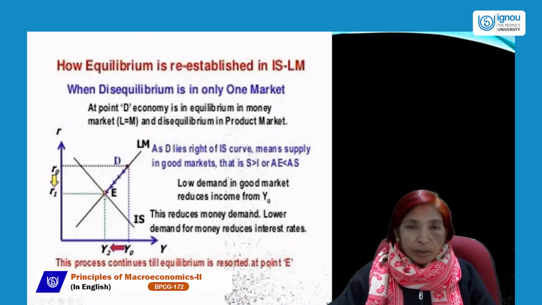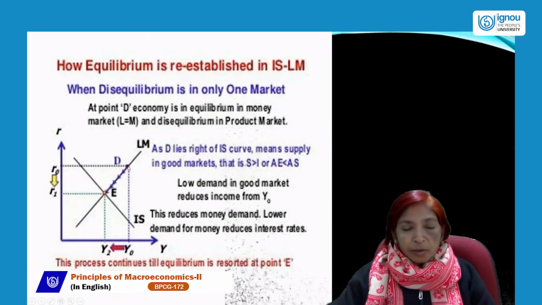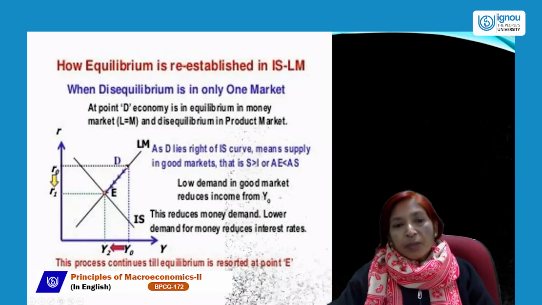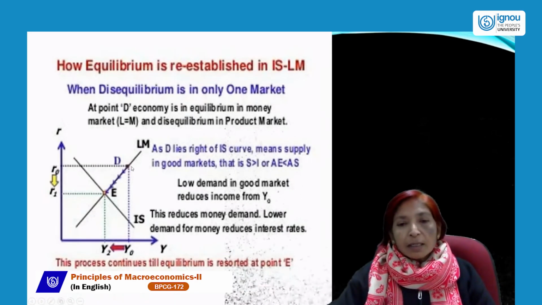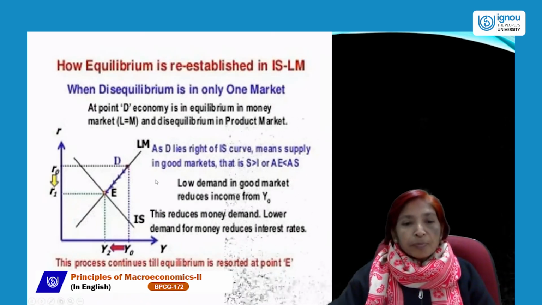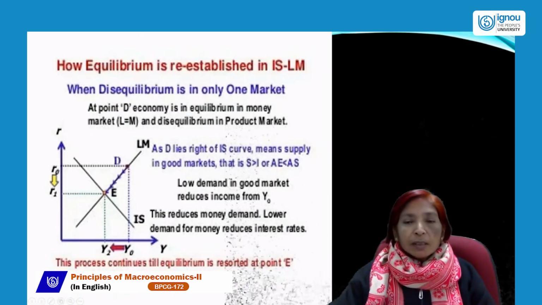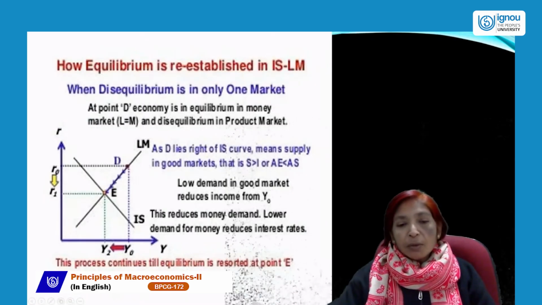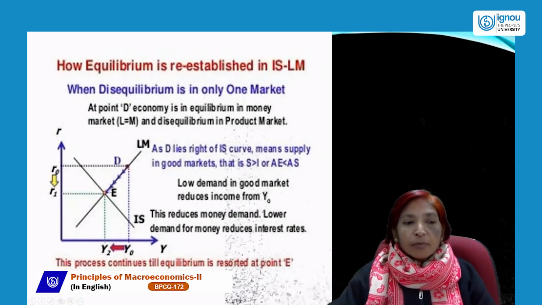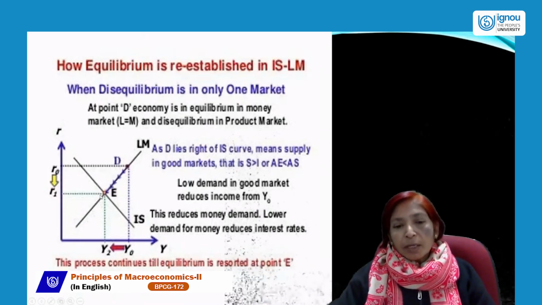So this is the situation when we can re-establish the equilibrium. E is the actual equilibrium where both curves intersect each other. But if any disequilibrium exists, and we take point D on the LM curve, then money supply is higher, saving is higher than investment, and aggregate demand is less than aggregate supply. With low demand in the goods market, income will be lower. If income is lower, then money demand will be lower, and the rate of interest will fall. In this case, we will reach the original equilibrium point again.